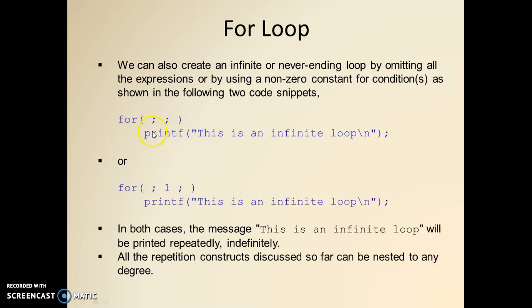Here you can see a simple example where there is no initialization statement, conditional statement or updation statement, and it is a valid expression. But this for loop will be repeated an infinite number of times. Why? Because as there is no condition here, it is always true and it will print this statement infinitely. In the same way, here the condition is 1, which is always true, so this statement is repeated an infinite number of times.